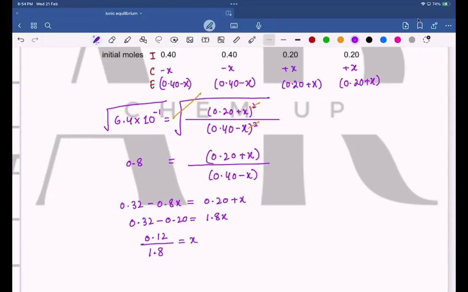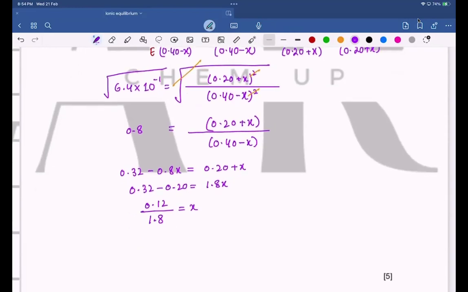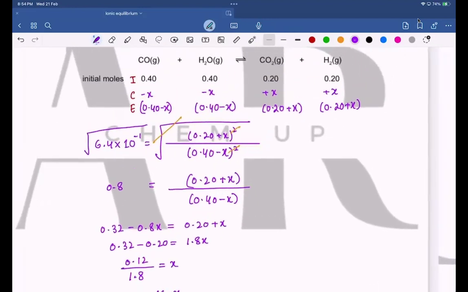So see here you did something wrong, Hamza. These values are not like this. Can anyone tell me the answer when you divide 0.12 by 1.8? 0.066. So this is the value of X. So if you see, moles of carbon monoxide is equal to moles of H2 as both have same moles, 0.40 minus 0.066. And moles of CO2 is equal to moles of H2. You didn't mention these moles, Yusuf, initially.